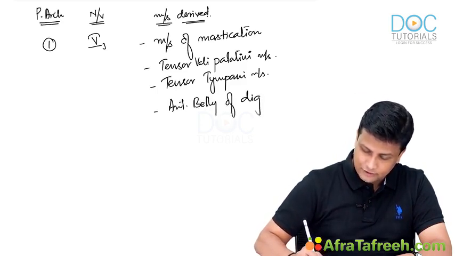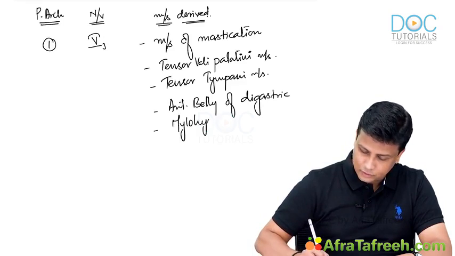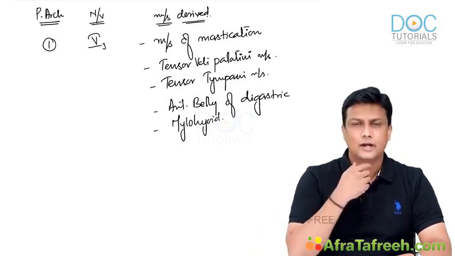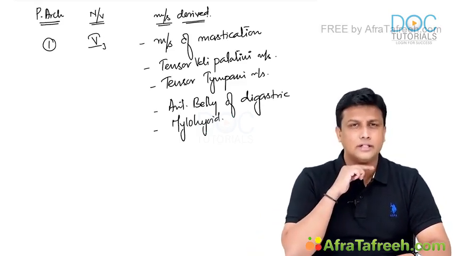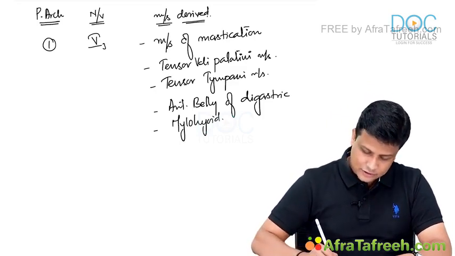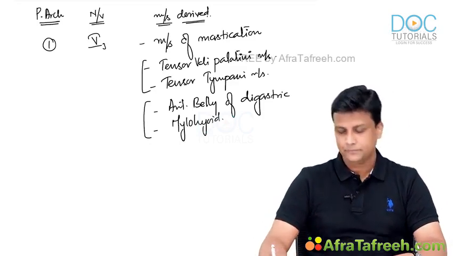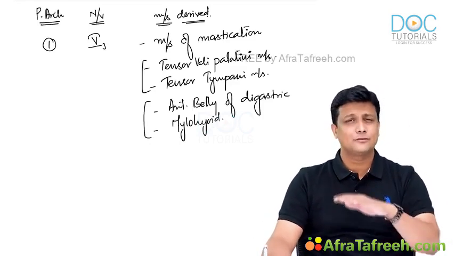Anterior belly of digastric. And along with the anterior belly of digastric, you also have to remember mylohyoid muscle. So anterior belly of digastric and mylohyoid together, they are going to form that oral diaphragm. So I always remember these two muscles together and then the two tensors together. Muscles of mastication is for sure.